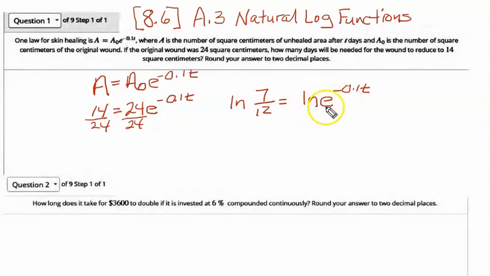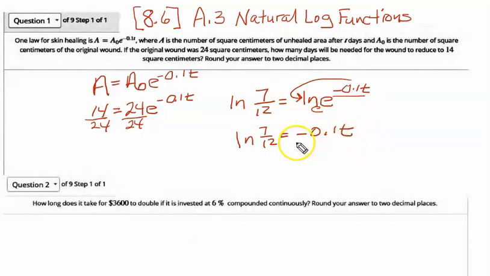And the rule when we do that is we take the exponent and put it in front. And keeping in mind that this configuration, natural log base e of e, is just the 1. So this then becomes natural log of 7/12 equals a negative 0.1 t. Again, all this configuration becomes a 1. And then this goes in front, so it's this times 1. We don't need to write the 1.